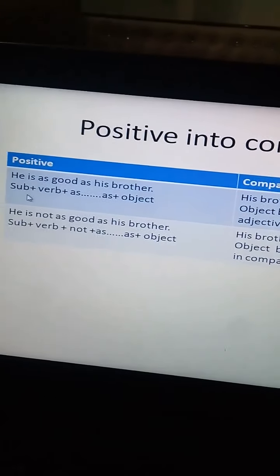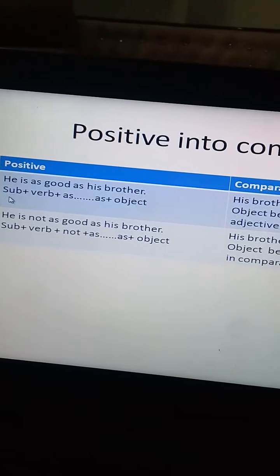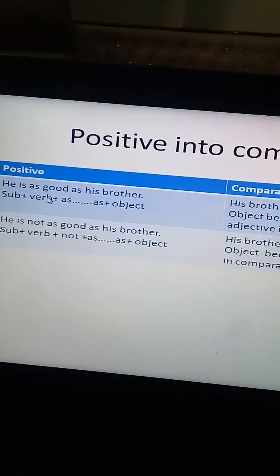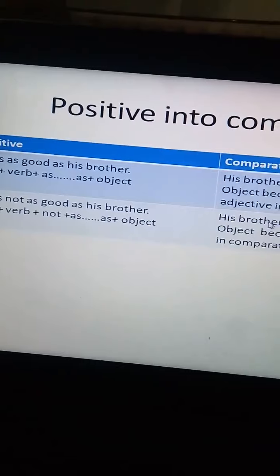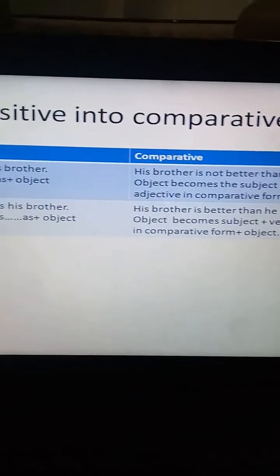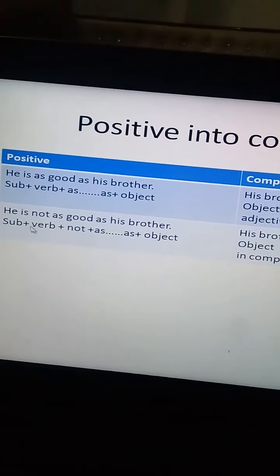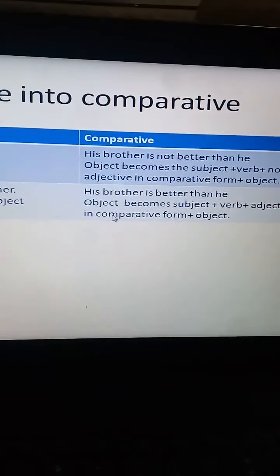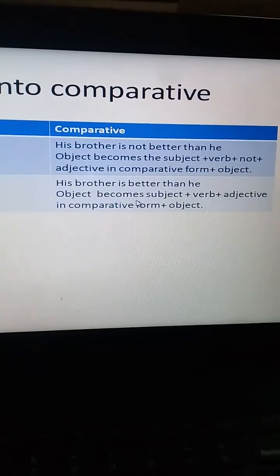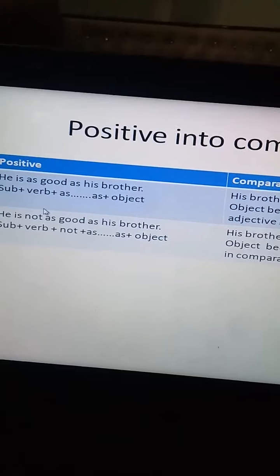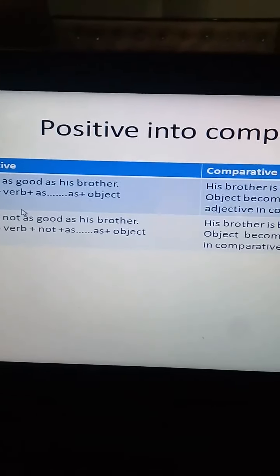So this is another important thing: if the positive degree is written in the affirmative sentence, then you have to make it negative in the comparative sentence, like his brother is not better than he. And when the positive degree is written in the negative sentence, then the comparative form will be written in the affirmative sentence. So this is very important and very interesting, as I said.